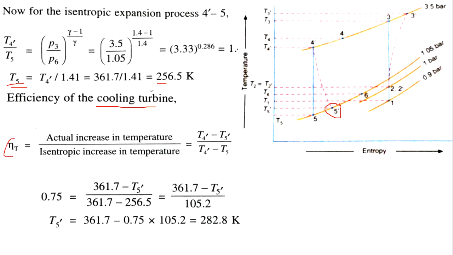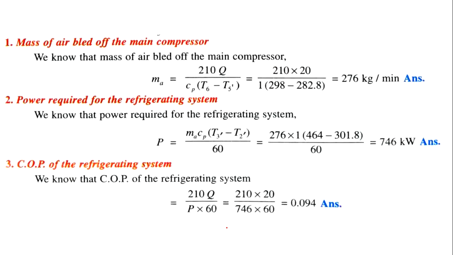So the efficiency of the cooling turbine is equal to the actual increase in temperature divided by the isentropic increase in temperature. The actual increase in temperature is T4 dash minus T5 dash, divided by the isentropic increase in temperature, which is T4 dash minus T5. From that equation the missing value is T5 dash. I can find out that temperature value as 282.8 Kelvin.